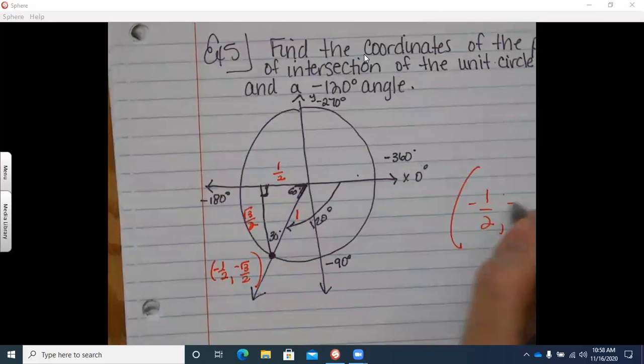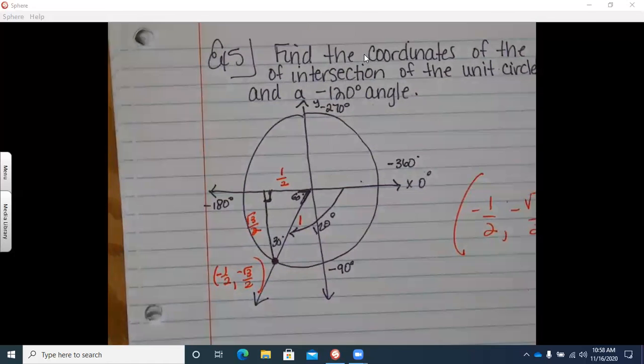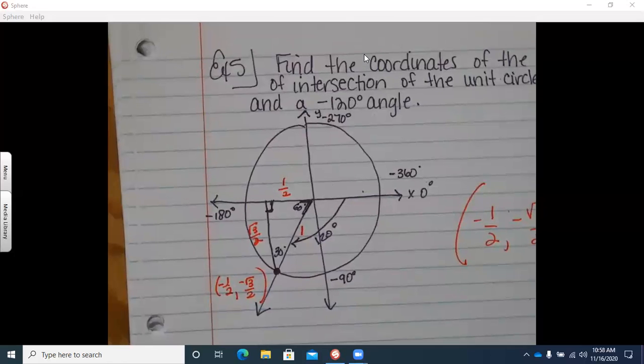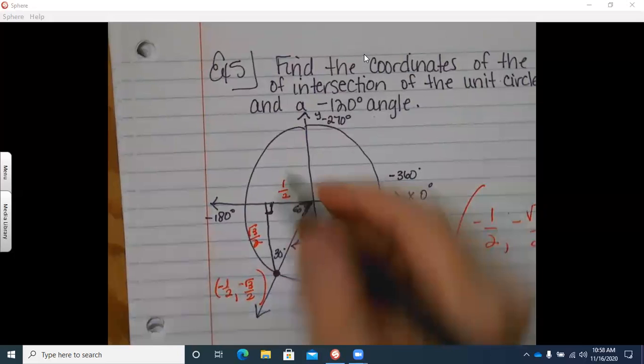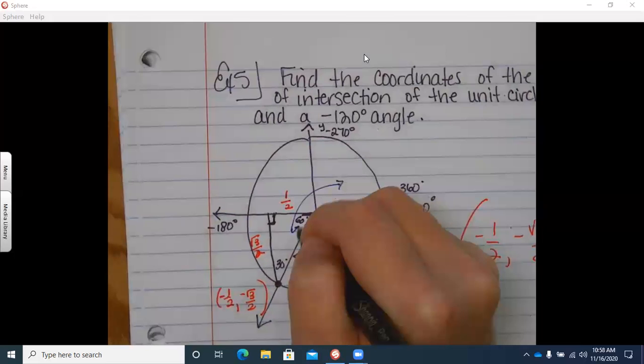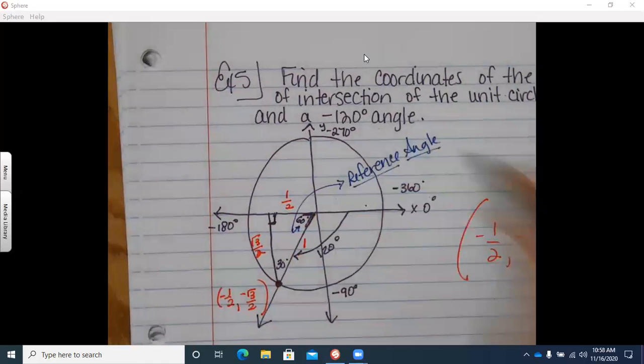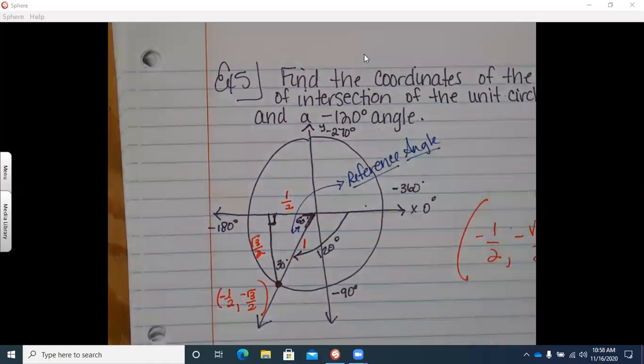So that angle that we created is called a reference angle. They asked us about a negative 120 degree angle, but we didn't use that angle, we used the other side of it. That other side is called a reference angle. Our theta is the angle that was formed when the initial side is the positive x axis. We can't call that 60 degree angle our theta because it's not formed from the initial side, it's the reference angle. Okay. So that's that.